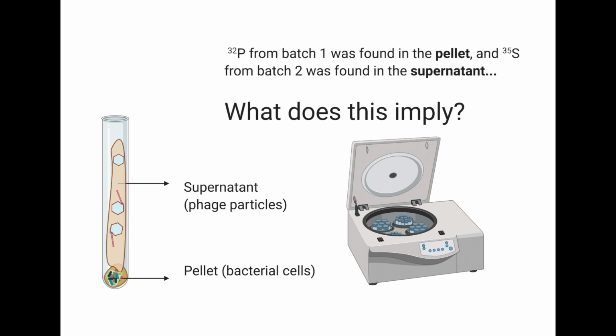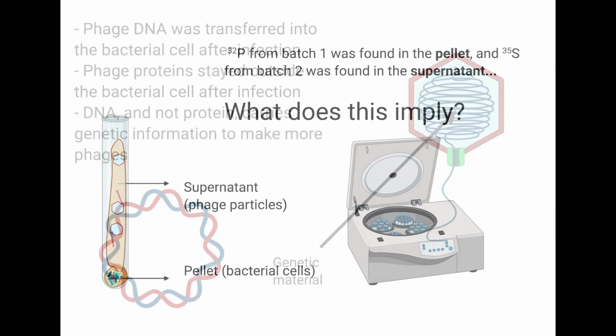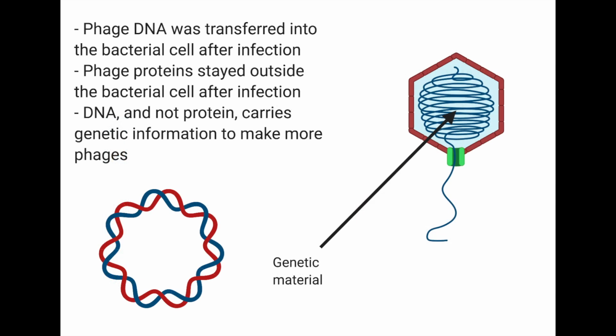Hershey and Chase found that 32P, indicative of DNA, appeared in only the bacterial pellet, while 35S, indicative of protein, was only found in the supernatant. Bacteria infected by 32P phages remained labeled, whereas bacteria infected by 35S phages were unlabeled. This means that DNA, and not proteins, were transferred from the phage to the bacteria after infection.